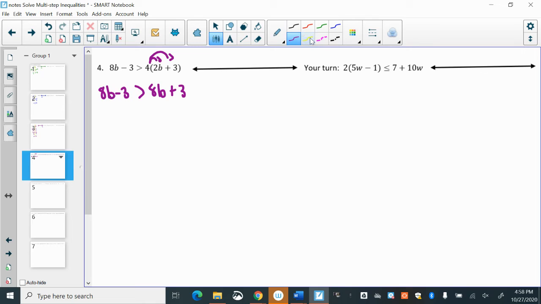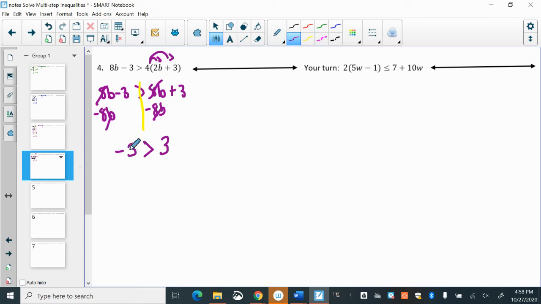All right, let's go ahead. We might want to put up a wall at this point. Let's go ahead and subtract those 8b's out. What you do to the left, you do to the right. And what I notice is that when opposites cancel, I'm left with no variable, and I'm left with the statement, -3 is greater than +3.